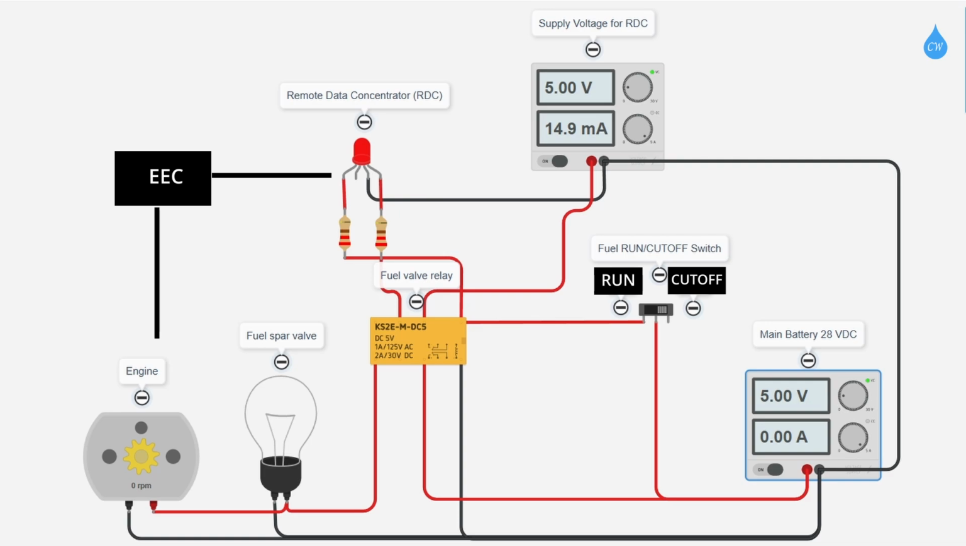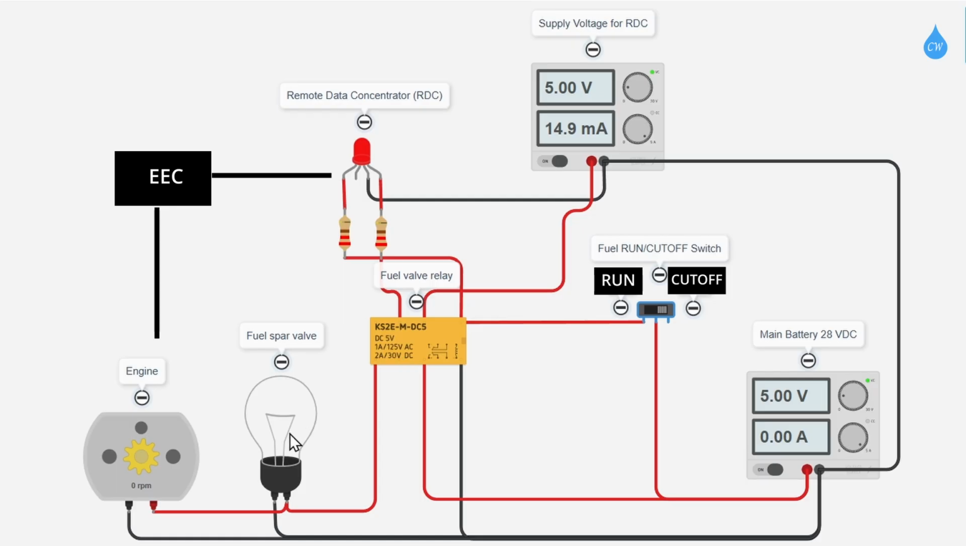Let me show you a simulation I did, extremely basic. I apologize to any electricians out there for this diagram, but it's extremely basic to try to help everybody understand what I'm going to explain next. So this here in this diagram is supposed to be the battery, the main battery of the aircraft, 28 volts DC or battery bus. This is the main fuel cutoff switch, okay? You can turn it on and off right there. This is the fuel valve relay.